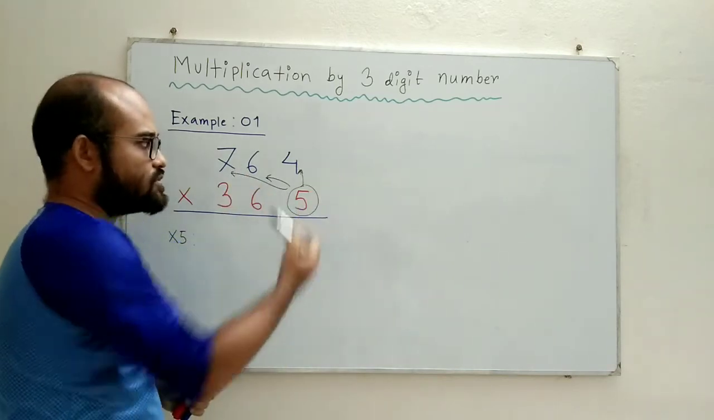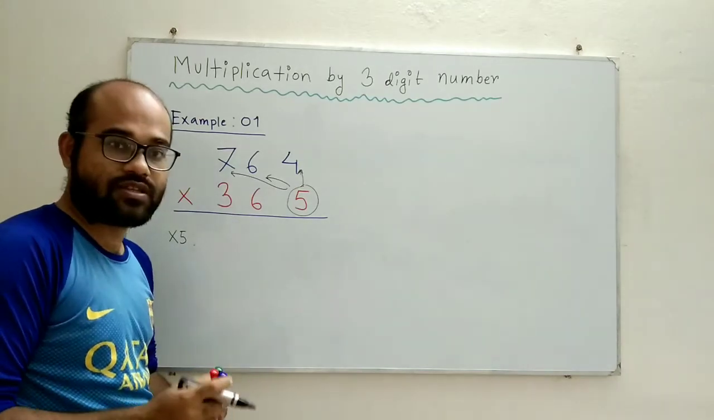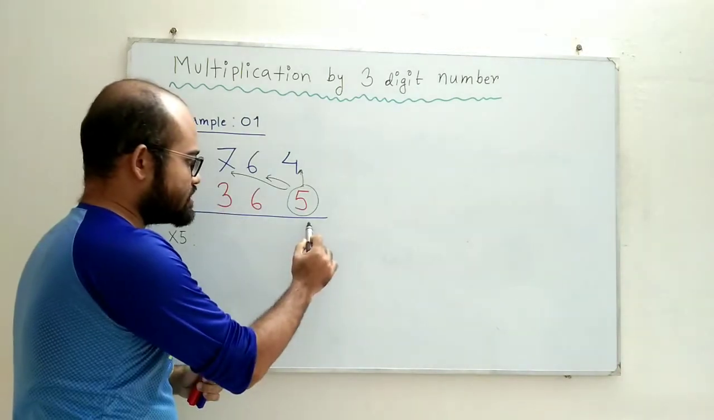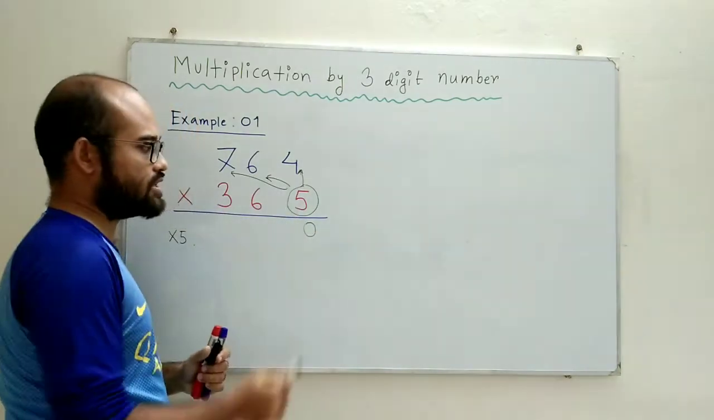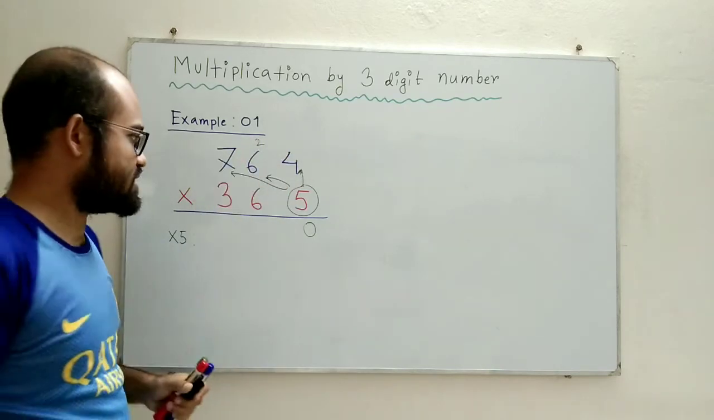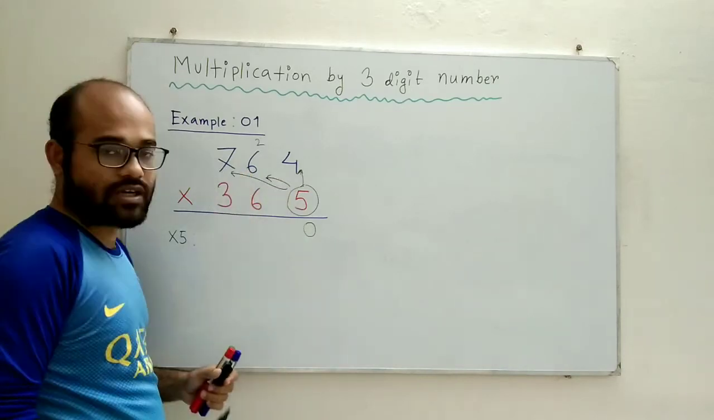So 5 times 4 gives us how much? 5 ones are 5, 5 twos are 10, 5 threes are 15, and 5 fours are 20. So our 0 goes underneath and I take 2 above the head of 6. Now 5 gets multiplied with what? 6.